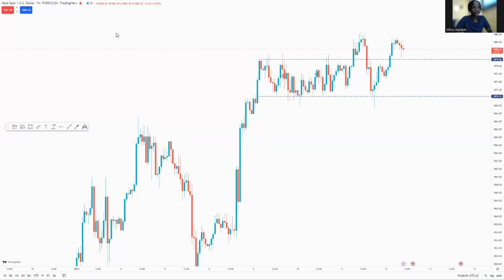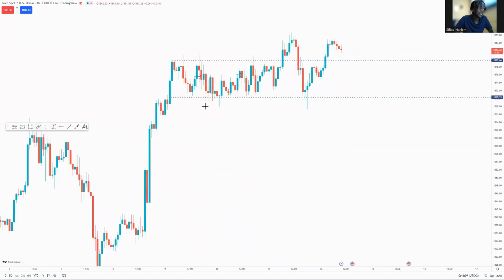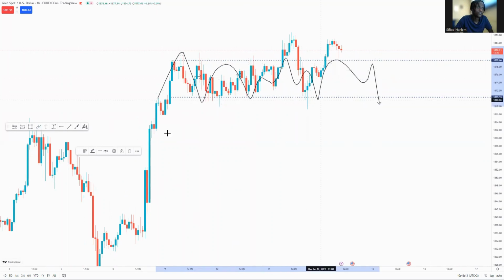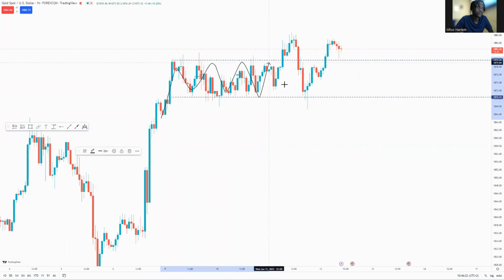If you look at the structure, you can see this is just a sideways movement. Price is bouncing off support and bouncing off resistance. I don't know if you say it's supply or demand, but it's bouncing off support and bouncing off resistance, right? Those are facts.